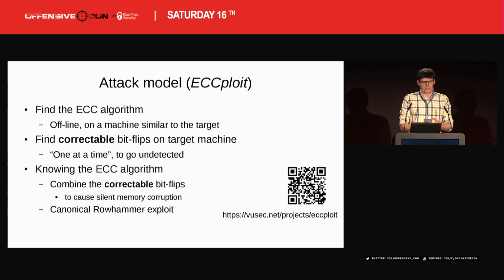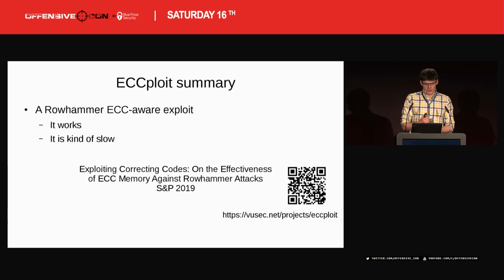The only differences are in the initial phases, when you have to gather all the bit flips. This would be the main difference, I would say. But again, in this talk I was focusing only on reverse engineering the ECC functions. You can find more in our paper at S&P this May. So in short, the Rowhammer exploit will work even in the presence of ECC nowadays. It is kind of slow, to say the least. You can find more information there.